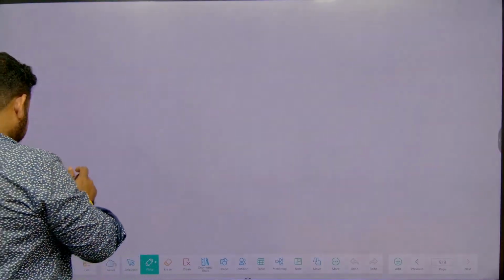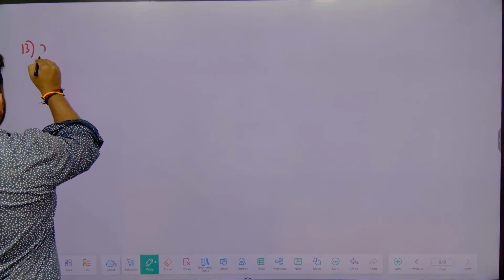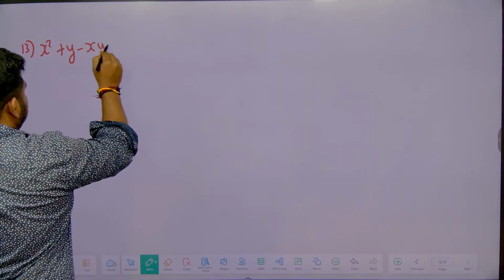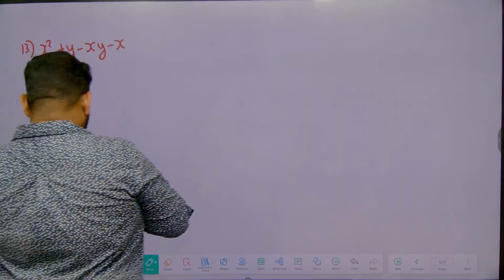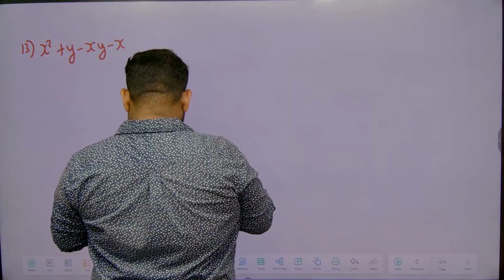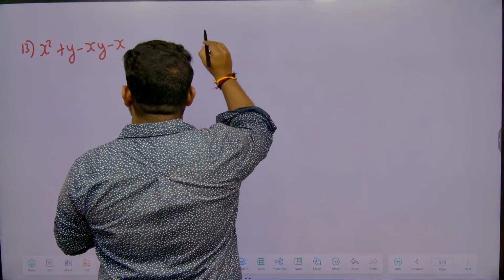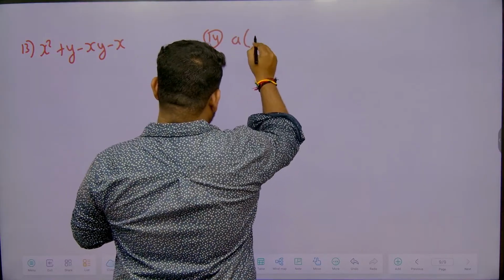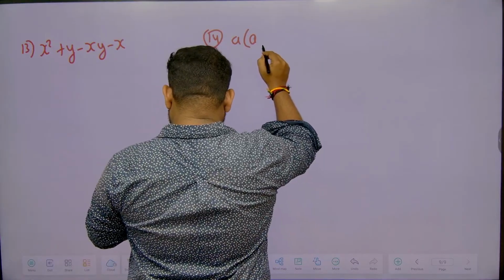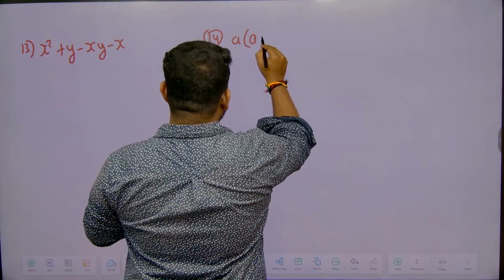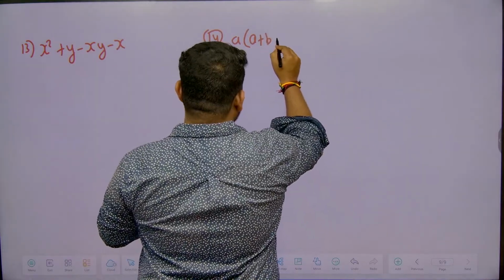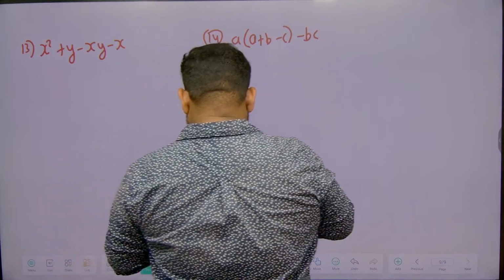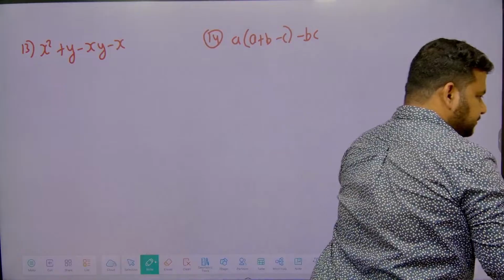13th question. They were given: factorize x square plus y minus xy minus x. What about the 14th question? The fourteenth question will go like this: factorize a into (a plus b) minus bc, a plus b minus c, minus bc. This is what is given.